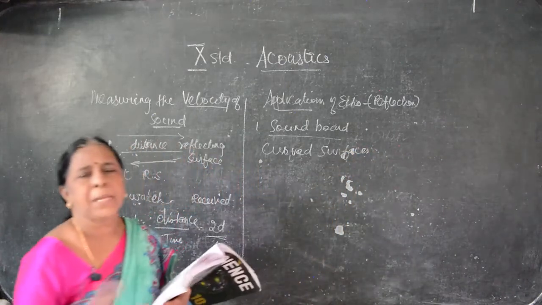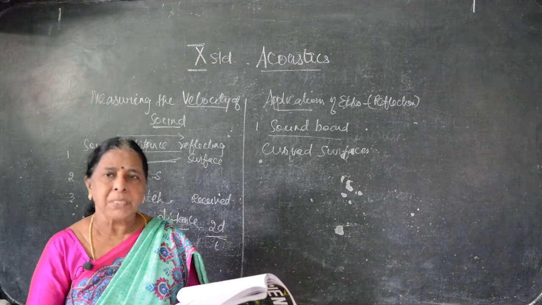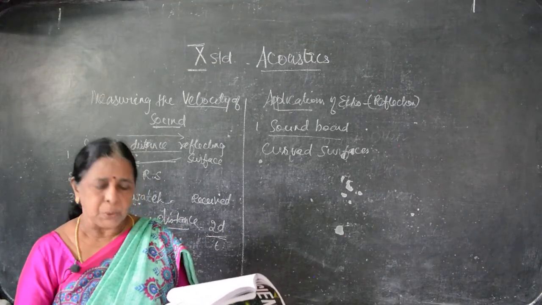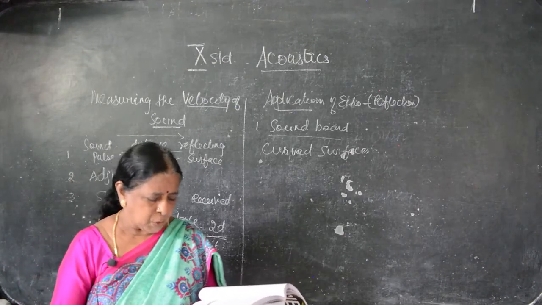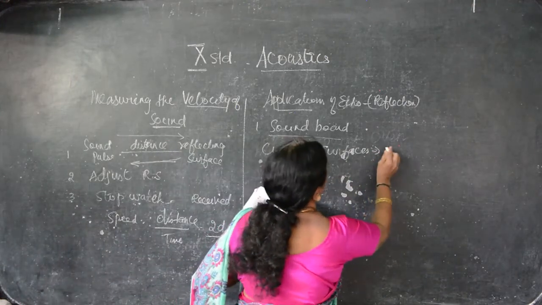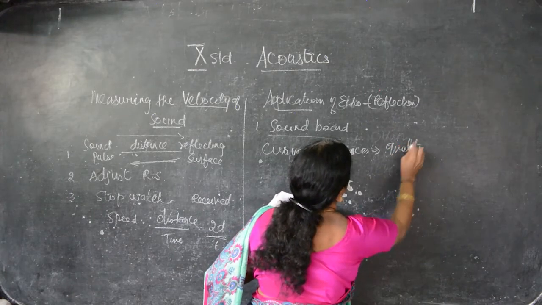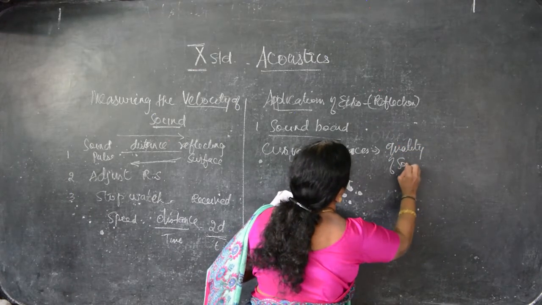Already I said the parabolic surfaces. You have to say curved surfaces, which are used in auditoria and halls to improve the quality of sound. Why are we using curved surfaces? To get good quality of sound. The sound can be produced very clearly. For quality of sound, we are using curved surfaces.